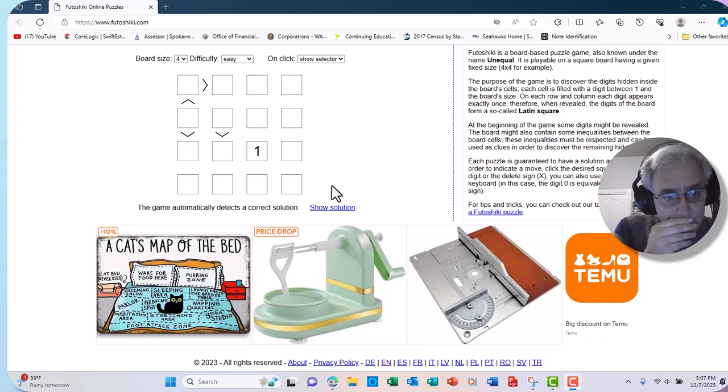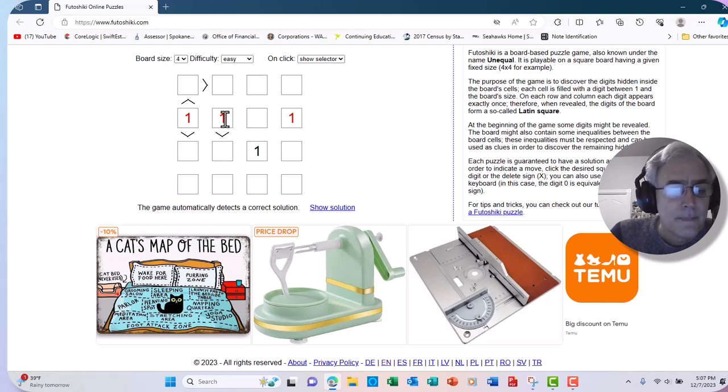So let's think about this for a second. Let's try to figure out where a 1 could be in this row right here. So, could a 1 be here? Let's try a 1 here, a 1 here, a 1 here, and a 1 here. Well, a 1 cannot be here because there's a 1 in this column right here. So, that cannot be a 1.